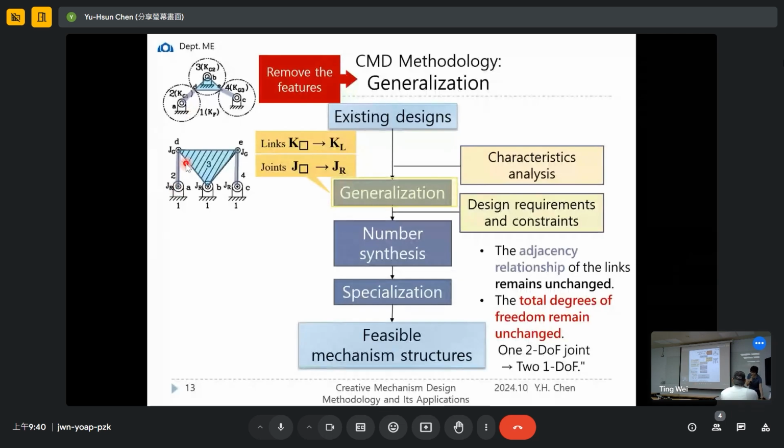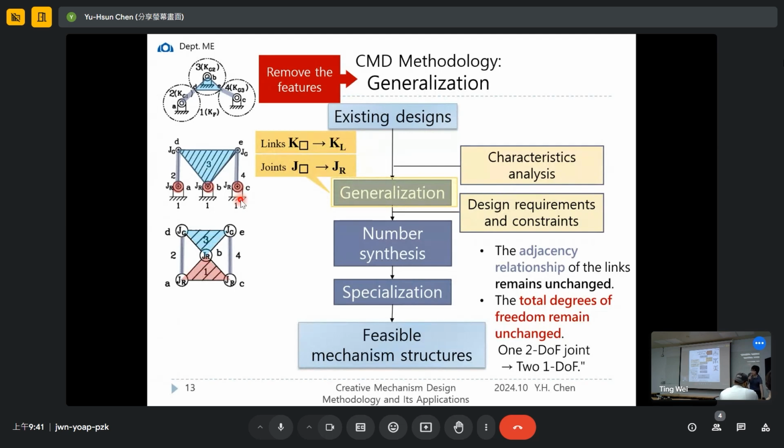And then let's move on. So now we remove the feature of gears, and then how about the other features? The frame, the fixed link, is also a feature. How can we remove it? Here that is still a link with 3 joints, right? So it will become another link, also with 3 joints. Okay, that is a rule for the generalization.